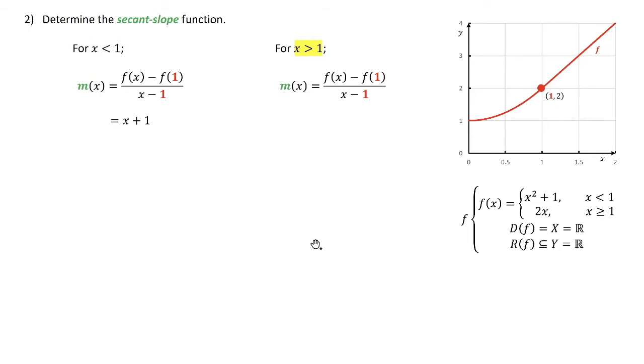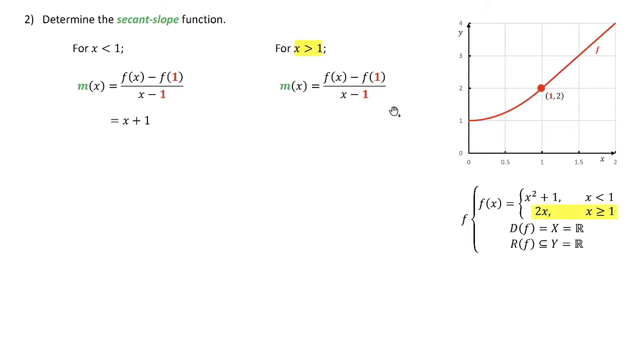Now we'll do exactly the same thing on the right. And so on the right, notice the rule is different. If you haven't tried, try. And again, is x greater than 1? Because again, even though the rule for the function is greater than or equal to, the secant slope function cannot be defined at 1.